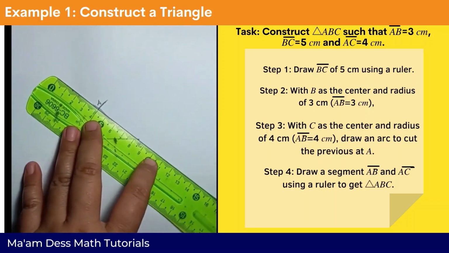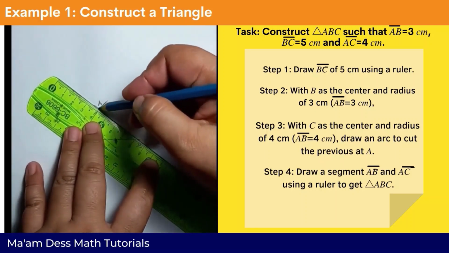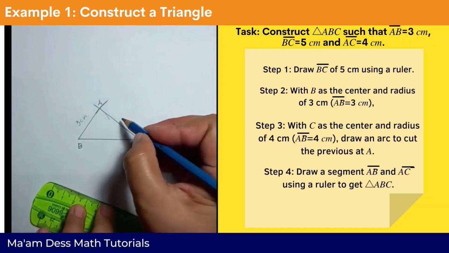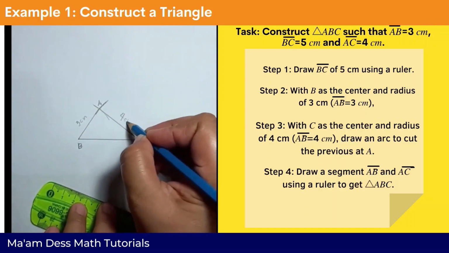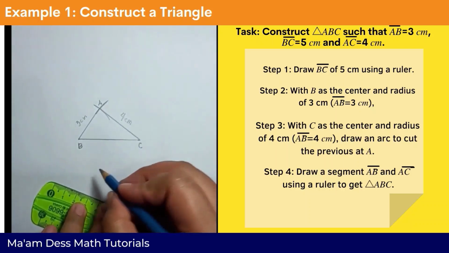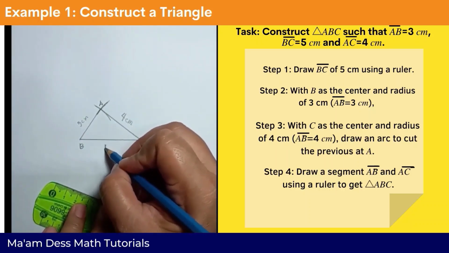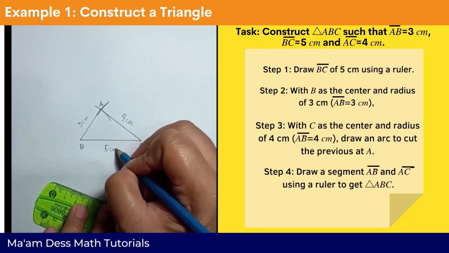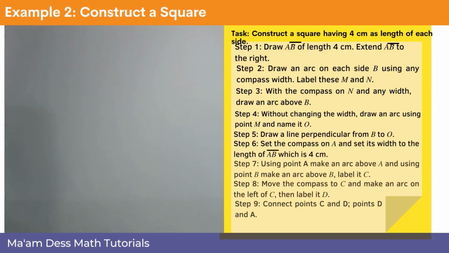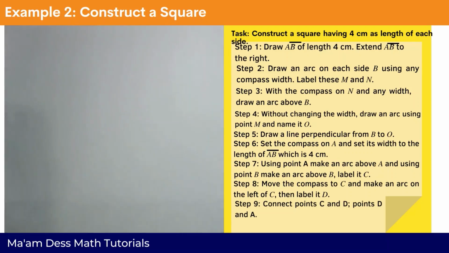And this one, AC, with 4 centimeters. And this one, with 5 centimeters. Here's now. Construct a square having 4 centimeters as length of each side.